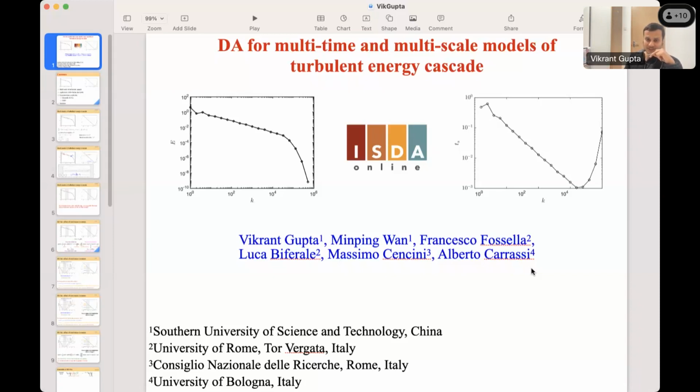So our field is turbulence. So what I would be focusing on is application of existing data assimilation methods for a low dimensional turbulent system, which is very multi-time and multi-scale.